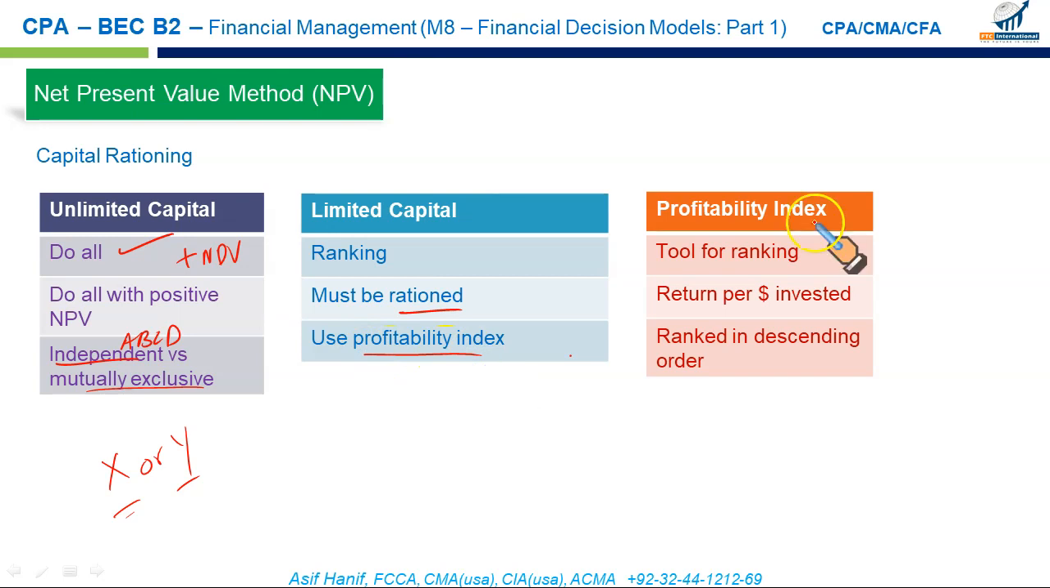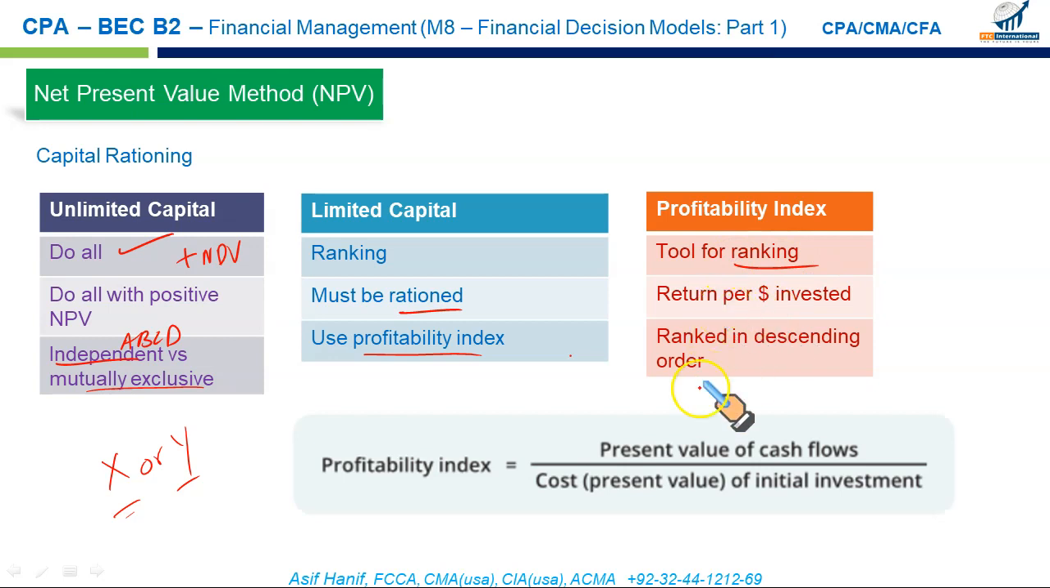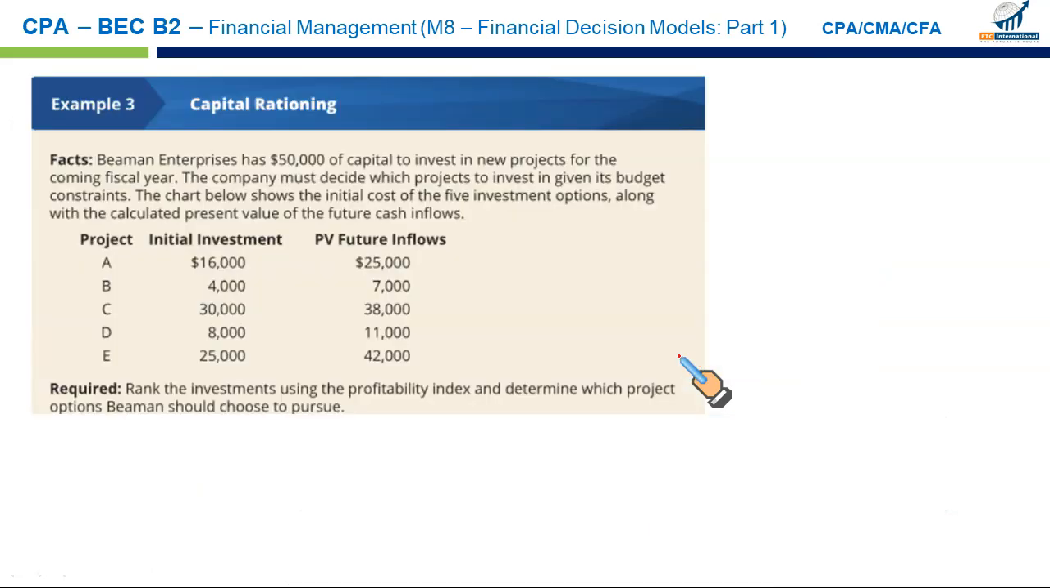What is the profitability index? It's a tool we use for project ranking. What it does for us, it calculates the present value per dollar of investment, the return per dollar invested. We can use this number, the profitability index, to rank our projects, and then this will help us decide which project we should take.